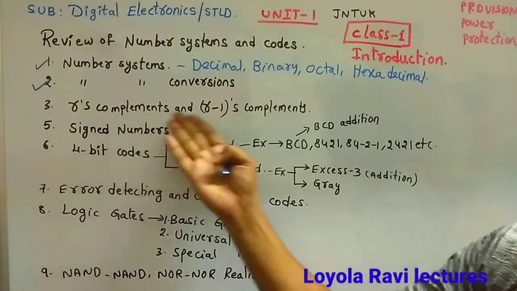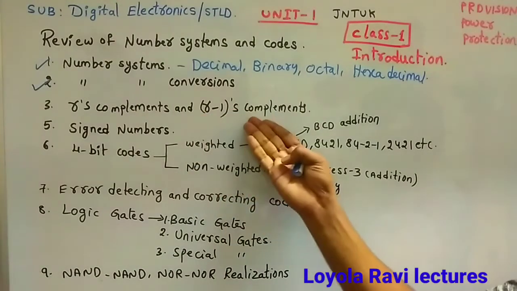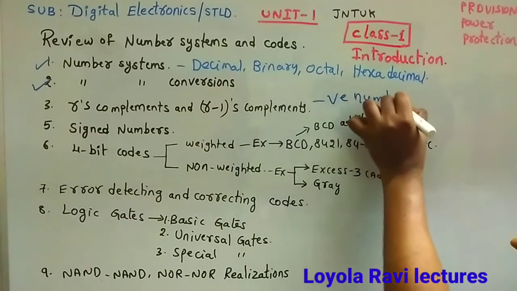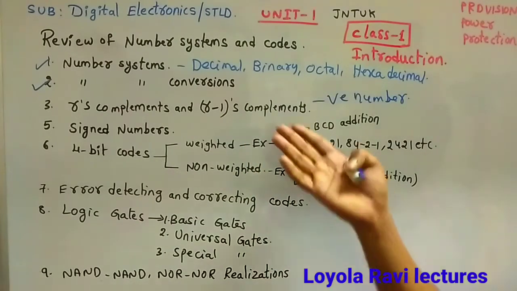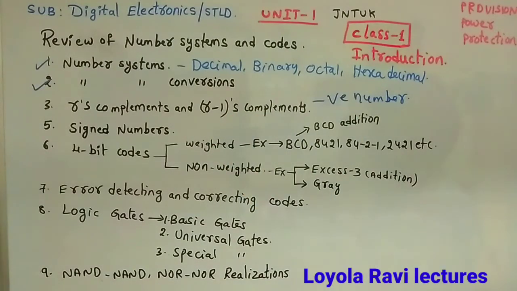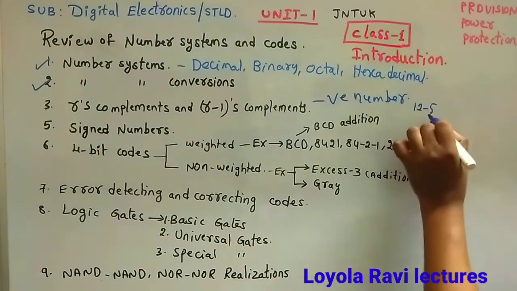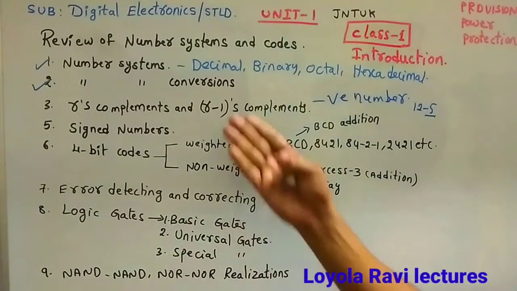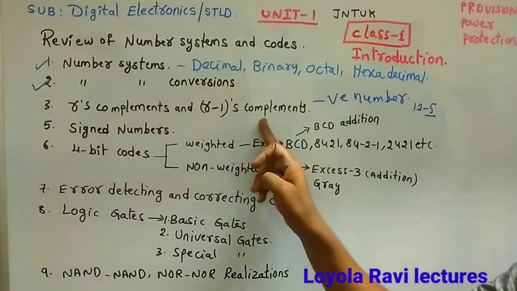Next is R's complement and R minus 1's complement. Basically, these complements are used for the representation of negative numbers. For example, for subtraction or addition with a negative number, if you are going to perform logical operations on negative numbers, we have to use these complements. For example, I want to perform 12 minus 5. Here we have minus 5, and we represent it using the complement method. By using these complements we perform this operation, and it may be R's complement or R minus 1's complement.